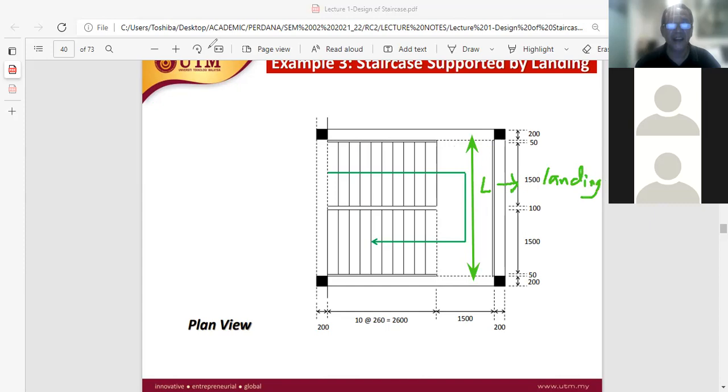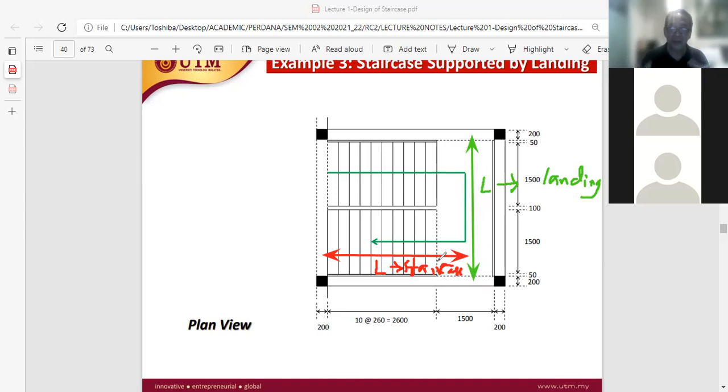Manakala the span for the staircase is from center of this beam, okay, center rasuk sini, sehingga center of landing. Ini adalah span for staircase, for the inclined staircase. Staircase lah saya tulis ni, S-T-A-I-R-C-A-S-E. So ada dua span. Okay, and at right angles to each other, orthogonal to each other. So kita ada dua span.